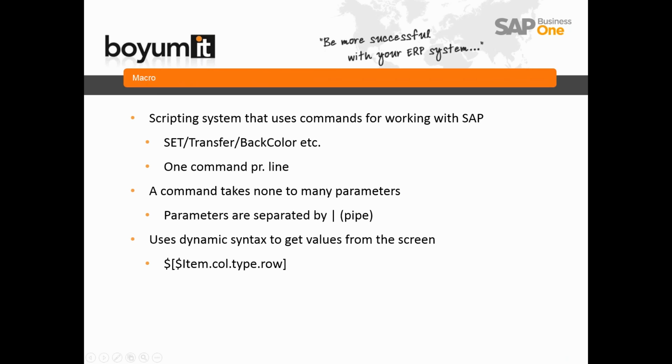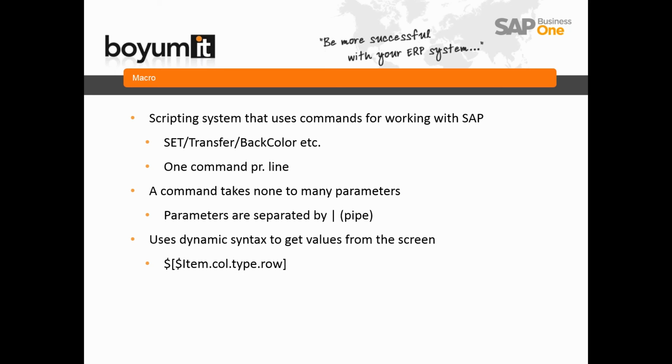The macro system is a scripting system that uses commands for working and interacting with the UI in SAP. It's basically a set of commands, like I think we've got over 30 now, that can interact with the UI. For example, you can set a value in a field, you can color a field, and so on. And it's based on one command per line. A command may take none to many parameters, and if it takes multiple parameters, they are separated by a pipe.